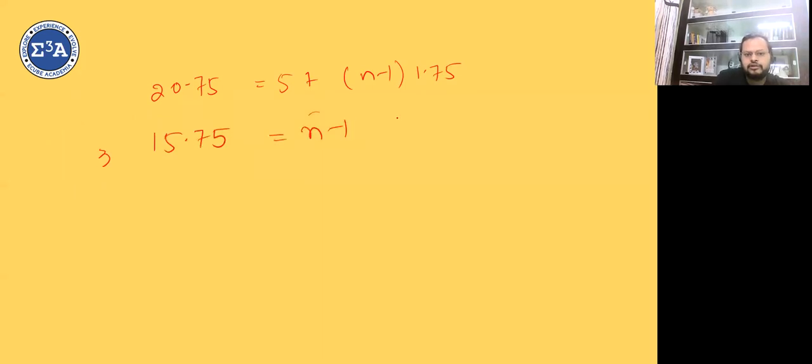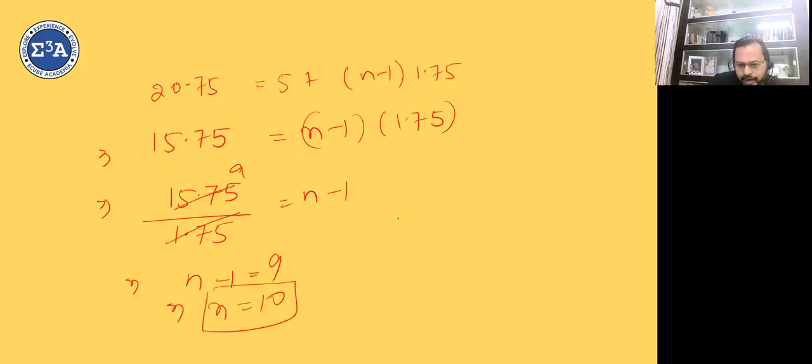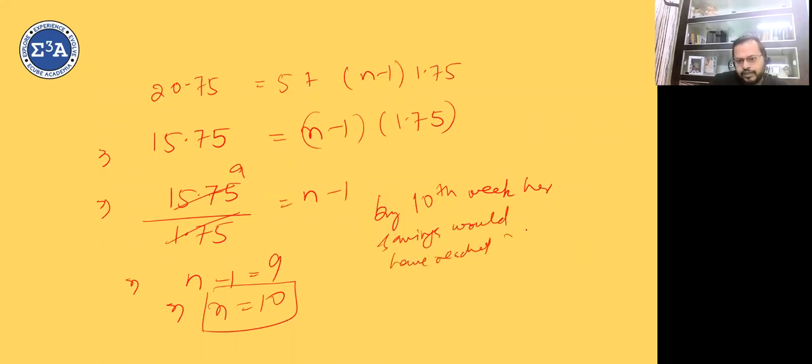N minus 1 times 1.75, which implies that 15.75 divided by 1.75 is equal to N minus 1. So 1.75 into 9 gives 15.75, roughly. N minus 1 is equal to 9, which implies that N is equal to 10. So by the 10th week, her savings would have reached rupees 20.75.